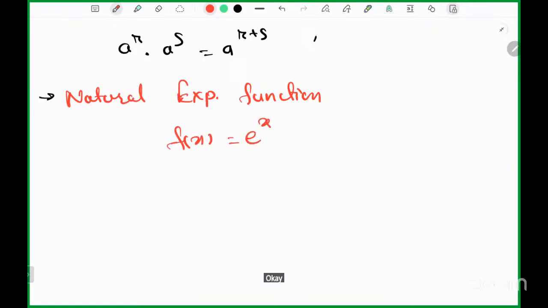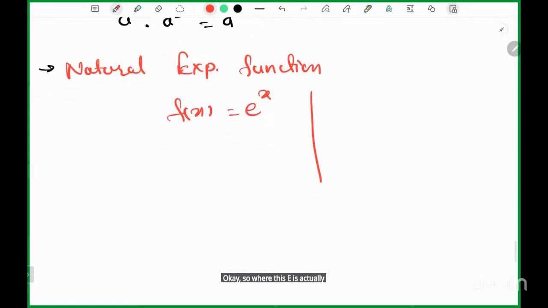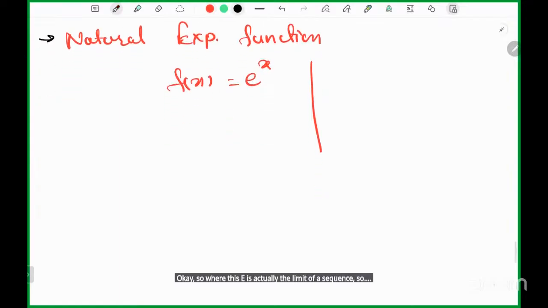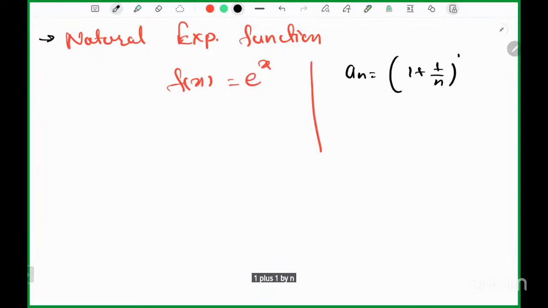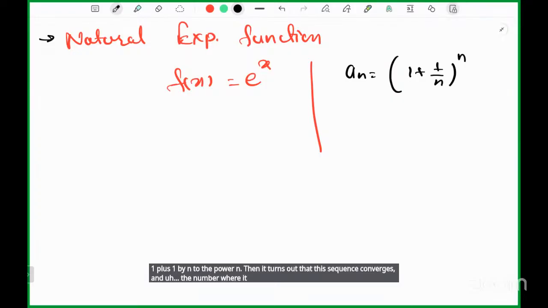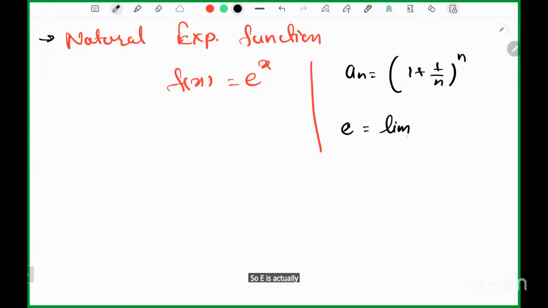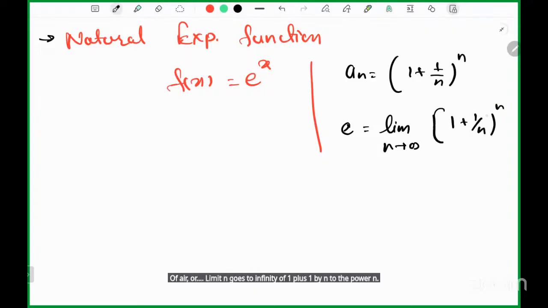Where this e is actually the limit of a sequence. You guys are familiar with sequences, right? If you consider the sequence a_n equal to (1 plus 1 by n) to the power n, then it turns out that this sequence converges, and the number where it converges is denoted by the symbol e. So e is actually the limit of this sequence: limit n goes to infinity of a_n, or limit n goes to infinity of (1 plus 1 by n) to the power n.